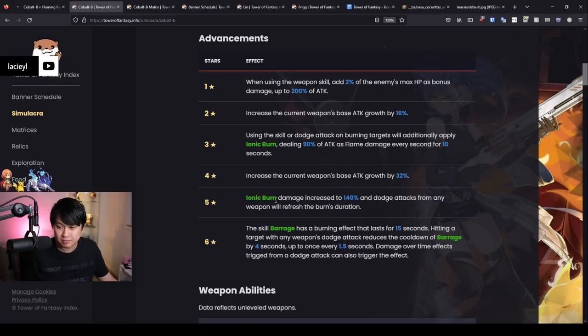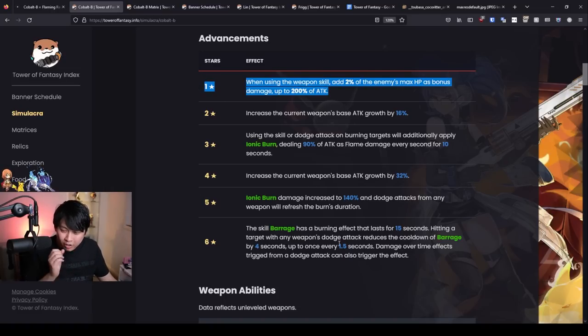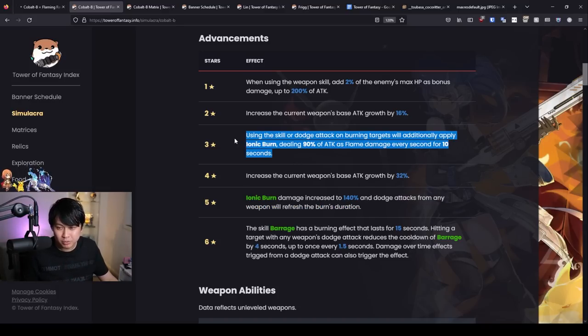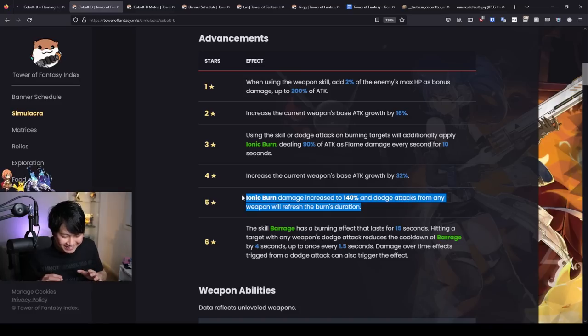Coming back to the 5-star advancement over here, this is essentially making your Ionic Burn stronger. If you don't have anything burning, you can't apply Ionic Burn. So that is why the C6 is going to be required, because the skill Barrage has a burning effect. So that is your E or your 1 skill depending on your keybinds, and this is going to last for 15 seconds. So what I am saying is that only if there is no burn on the 1-star, only if you have the 6-star can you actually apply burns. And then only when you apply burn can you then apply Ionic Burn, which is from your 3-star and your 5-star. Now, that honestly sounds like really, really trash, right?